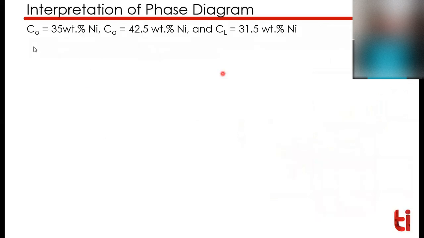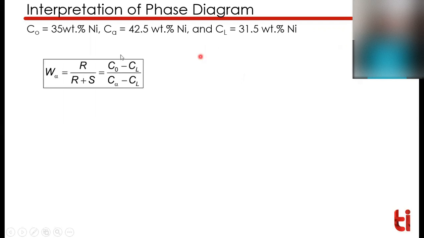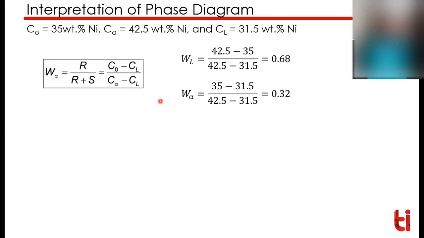Like we have C naught, this alloy composition, 35.8% nickel. From the phase diagram we know that C alpha is 42.58% nickel and CL is 31.58% nickel. So I have to calculate WL. That is C alpha minus C naught divided by C alpha minus CL. It comes out to 0.68, and the solid comes out to 0.32.